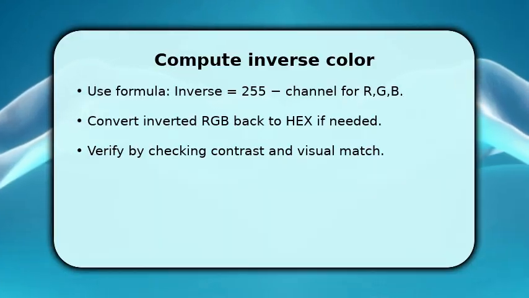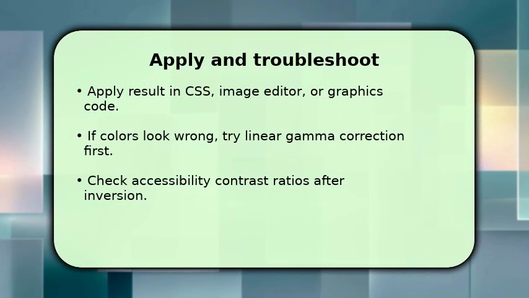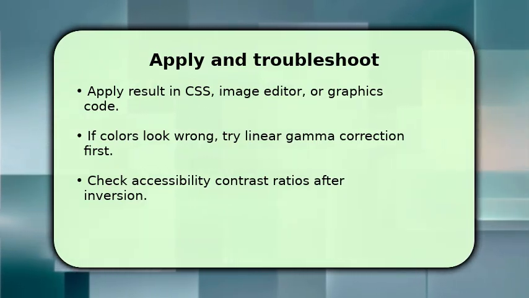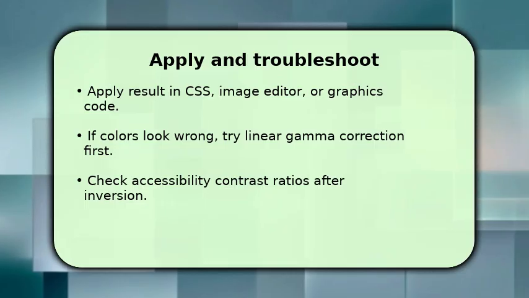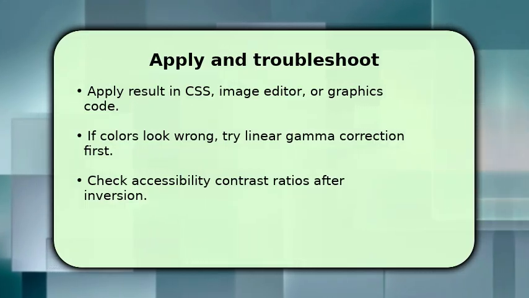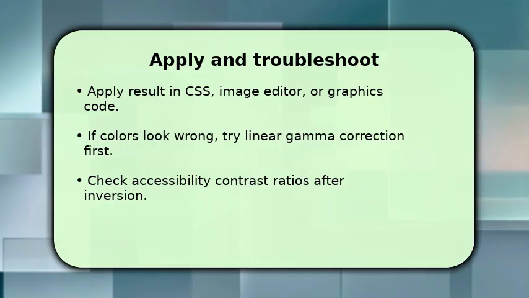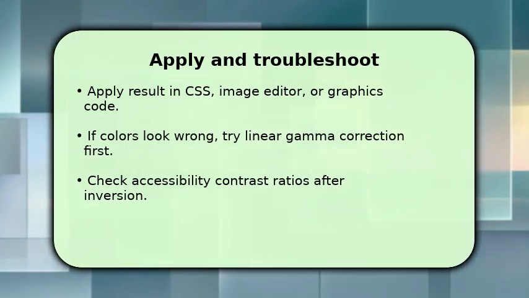Finally, apply the inverted color where needed. Paste the HEX into your stylus sheet, replace pixel values in an image editor, or update the color variables in your app. If the inverted color seems dull or too bright, make sure you didn't ignore gamma. Linearize sRGB, invert, then re-encode to sRGB.